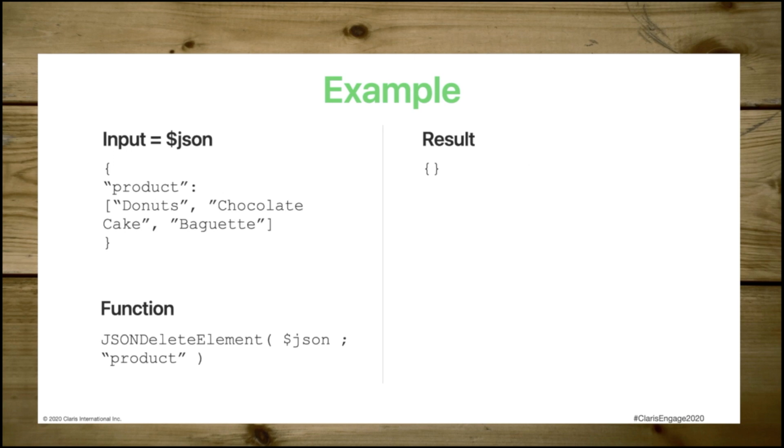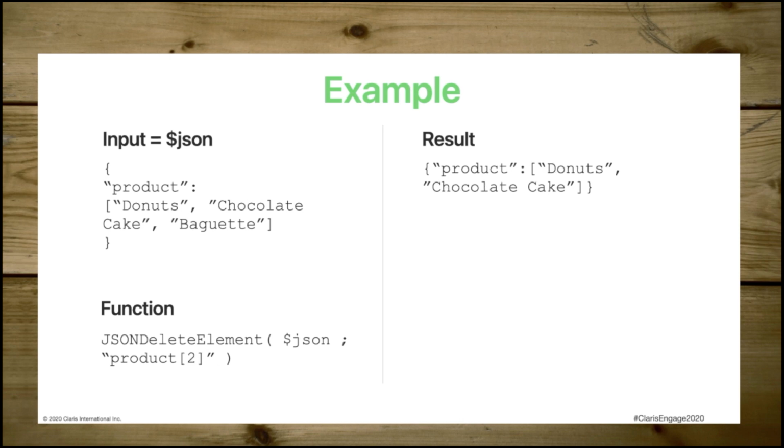Now let's say we have an array and the second parameter is product, so we're addressing the entirety of product. That's basically deleting the whole array. So the result will be two empty curly brackets because you're basically deleting everything in it. It doesn't really care about the name product, just the values within it. If we include the brackets without a number, it'll just get rid of the first value within the array. So donuts is gone since it's the first value, and it leaves product, chocolate cake, and baguette.